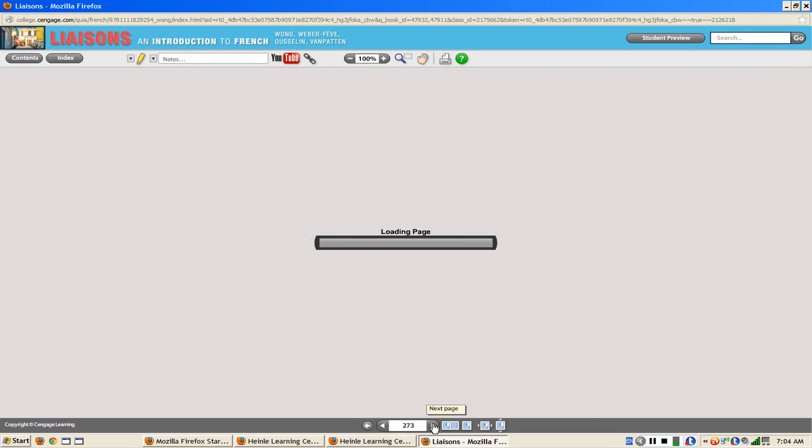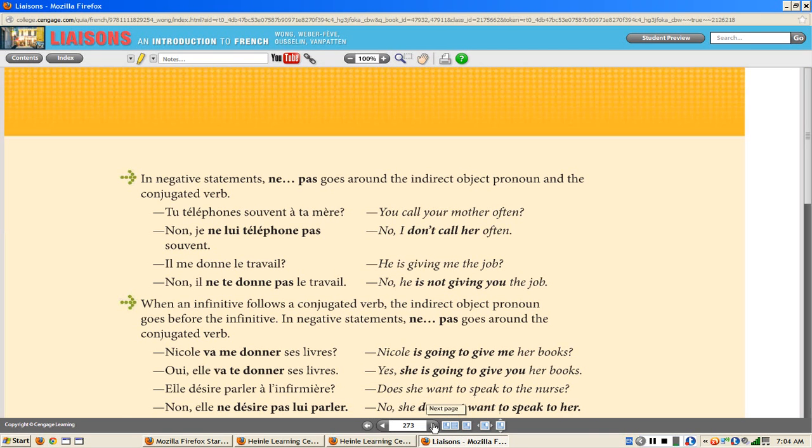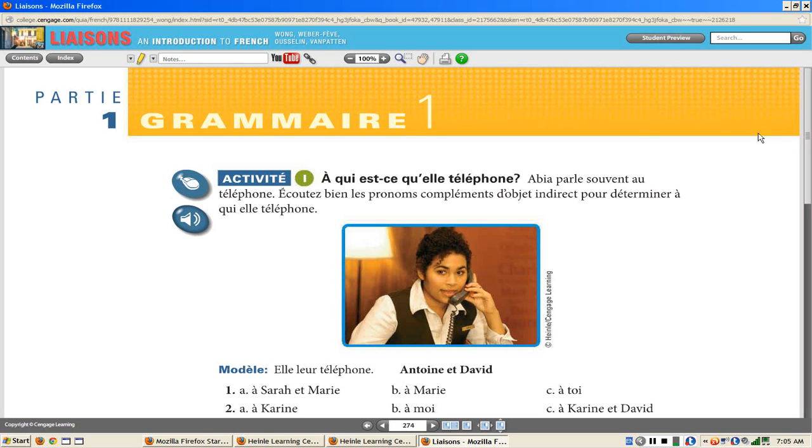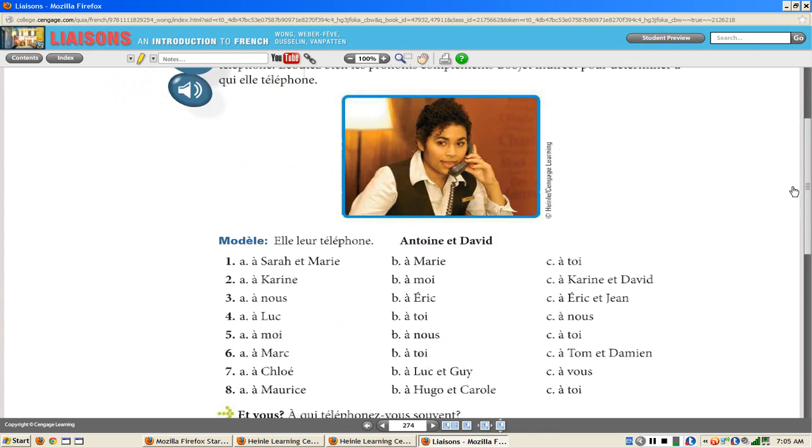So they are indirect, and they are the me, te, or nous ou vous, if it's you or me or we, us. But they are lui and leur for him or her, or them in the plural. Now we're going over this in the context of the vocabulary lesson.